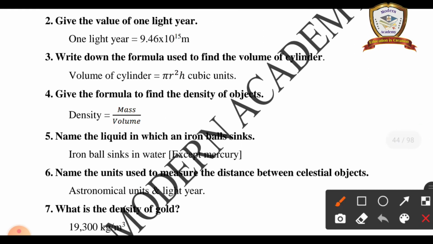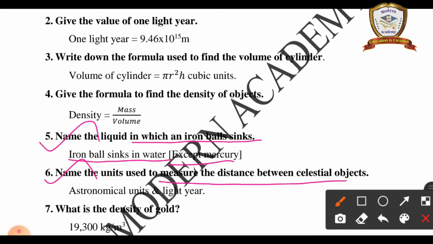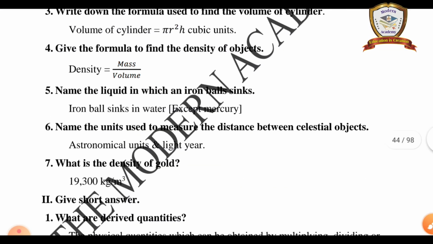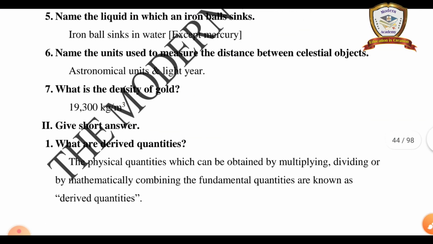Listen carefully. Name the liquid in which an iron ball sinks. Iron ball sinks in water except mercury. Name the units used to measure the distance between celestial objects: astronomical unit and light year. Next, what is the density of gold? 19,300 kilogram per meter cube.